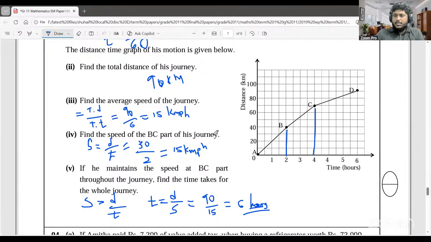Now they are telling if he goes at the same 15 kilometers per hour speed throughout this 90 kilometer journey, from here to here 90 kilometers. They're asking if he travels this 90 kilometers at 15 kilometers per hour speed, how many hours will it take for the entire journey? 6 hours. Understood. Okay, sir. Right. Good. Very good.